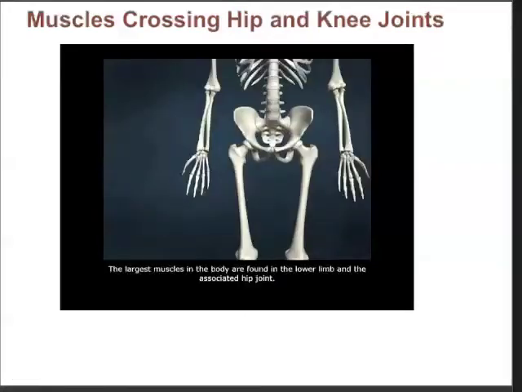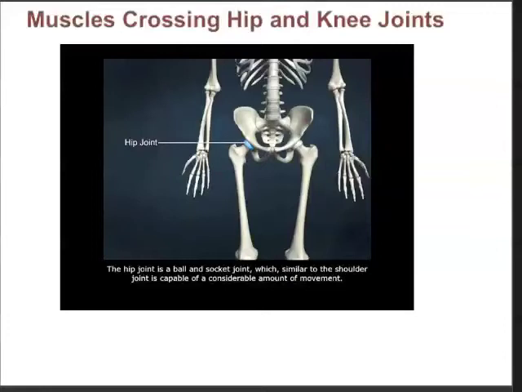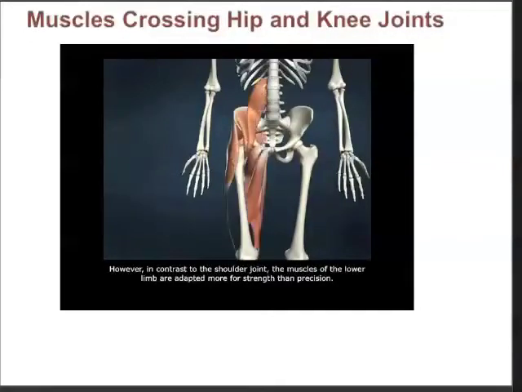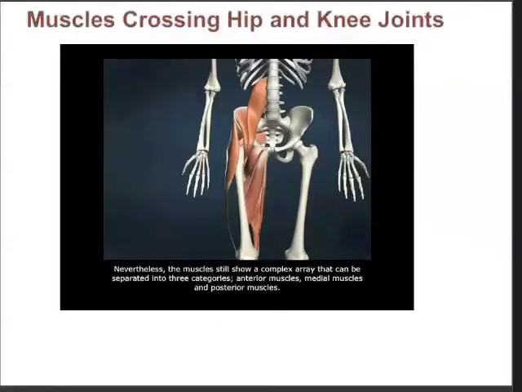The largest muscles in the body are found in the lower limb and the associated hip joint. The hip joint is a ball and socket joint, which, similar to the shoulder joint, is capable of a considerable amount of movement. However, in contrast to the shoulder joint, the muscles of the lower limb are adapted more for strength than precision. Nevertheless, the muscles still show a complex array that can be separated into three categories: anterior muscles, medial muscles, and posterior muscles.